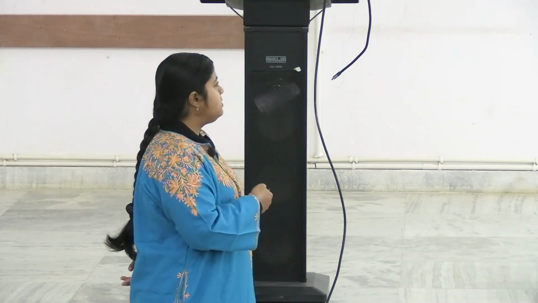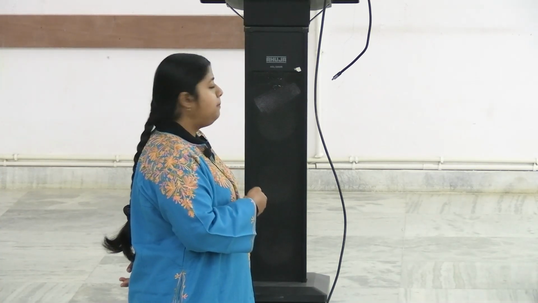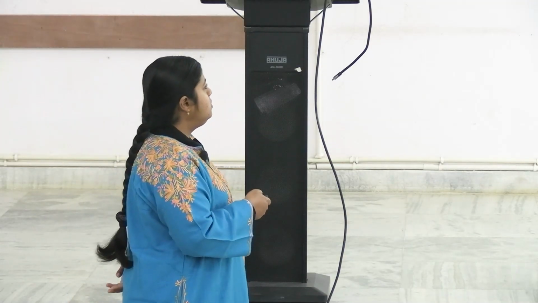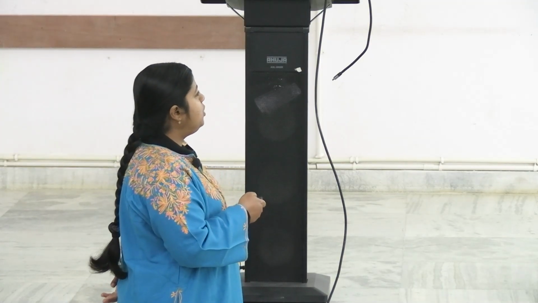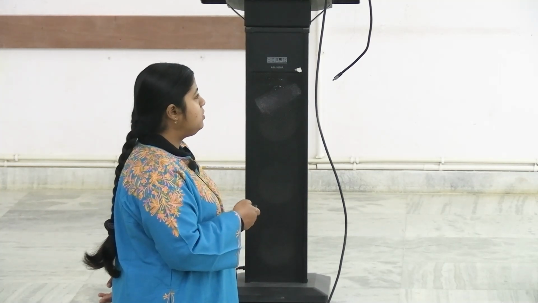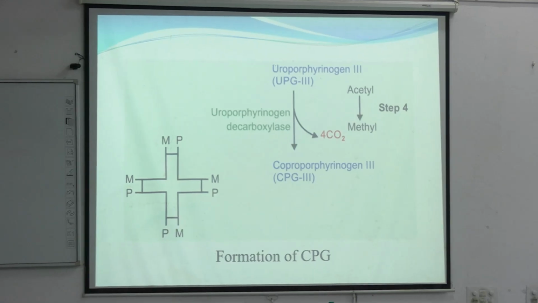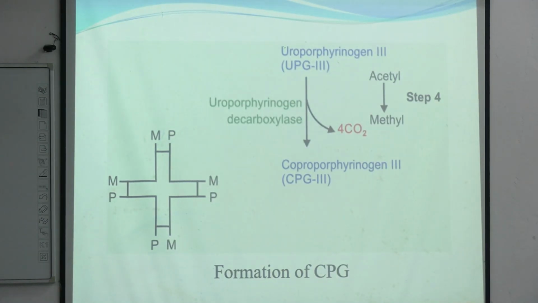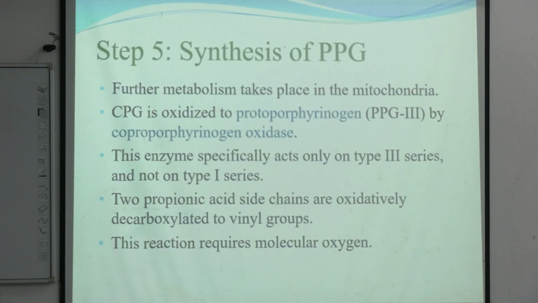Now it looks like this: MP, MP, MP, PM. Clear? Everyone? So here the acetyl group of uroporphyrinogen is getting converted to methyl group by the decarboxylase enzyme with removal of 4 carbon dioxide. This is step 4. Still, this step is happening in the cytoplasm. Now what happens? It goes back to mitochondria.